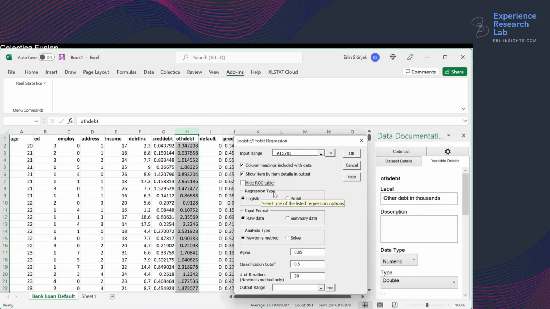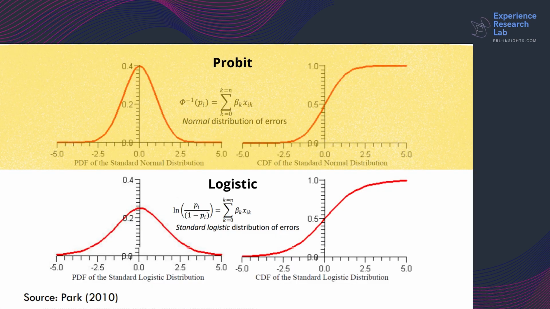So there are two types of regression here. The first one is logistic and the second one is probit. Both are binary regressions and essentially have the same interpretation. The difference is that the logistic model uses the cumulative distribution function of the logistic distribution, and the basis is an assumption of extreme value type errors. Meanwhile, the probit model uses the cumulative distribution function of the standard normal distribution. The basis is an assumption of normal error.